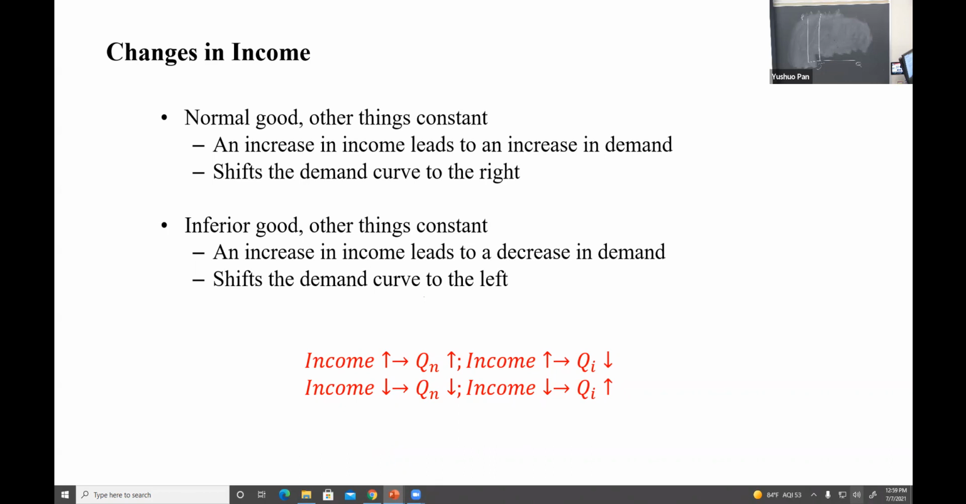But when your income goes up, then the demand for the inferior good will decrease. You can see I have 2 expressions in the bottom. For the normal good, small n stands for normal, and small i stands for the inferior good. When income goes up, the demand for normal goods goes up. Income goes down, demand for normal goods goes down. Always positive for normal goods, and again, always negative for the inferior good. You should also remember that, okay? Positive for normal, negative for inferior good.